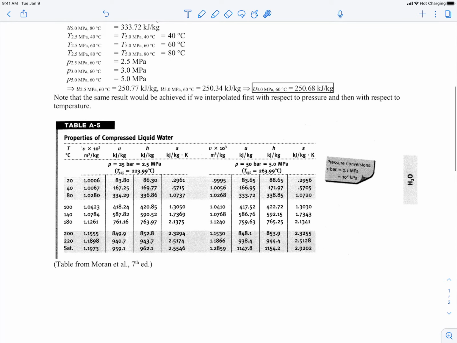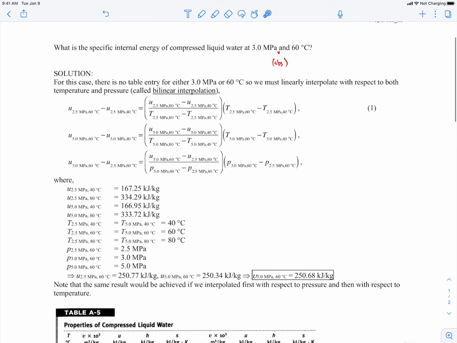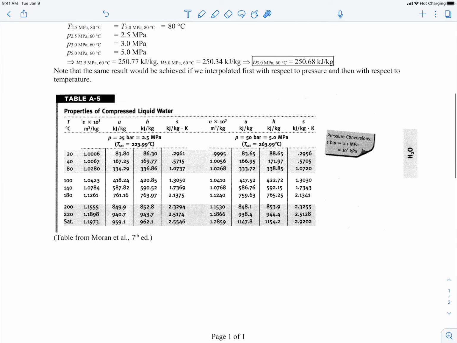So I've shown here a table for the properties of compressed liquid water. This comes out of the Moran et al. book, the 7th edition, table A5. And we're asked to find the specific internal energy at a pressure of 3 megapascals and 60 degrees C. If you look at that table, the table itself is divided into subtables. For example, here you see a subtable corresponding to 25 bar or 2.5 megapascals. And then this one is 50 bar, 5.0 megapascals.